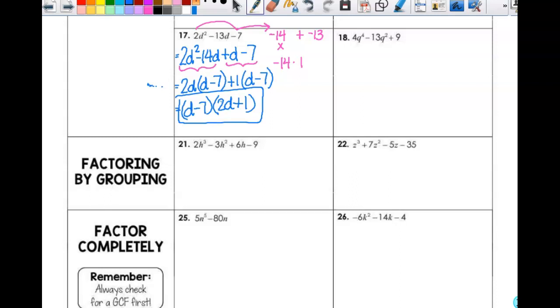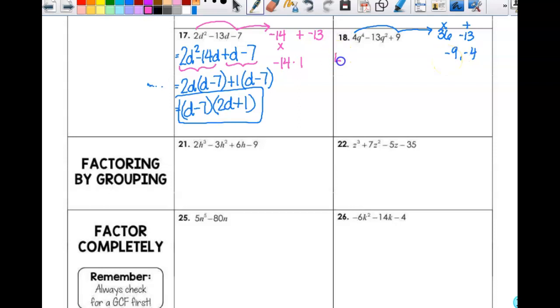Okay, so let's look at number 18. Again, it's a quartic, but I can treat it like a quadratic, so I'm going to start off the same way. No GCF. I'm going to multiply 4 times 9, and I'm going to get 36. I need it to multiply to give me 36, and add to give me a negative 13. This is positive, which means the signs are the same, and since this is negative, they are both negative. So what two negative numbers can I multiply to get a positive 36 and add to get a negative 13? Negative 9 and negative 4. Okay, so those are my numbers.